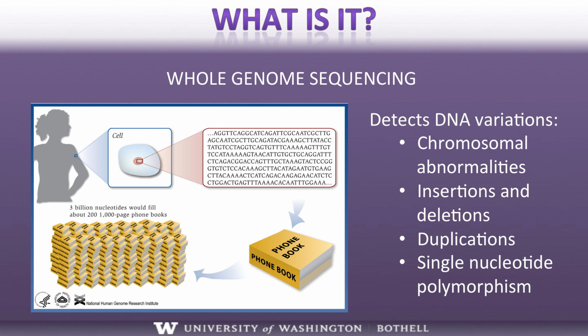So what is whole genome sequencing? Well, it involves using a technique to read and record an entire human genome, which is about 3 billion letters of DNA code. It can detect variations in DNA sequence, including abnormal chromosomal structures, DNA insertions and deletions, duplications, and variations in single nucleotides.